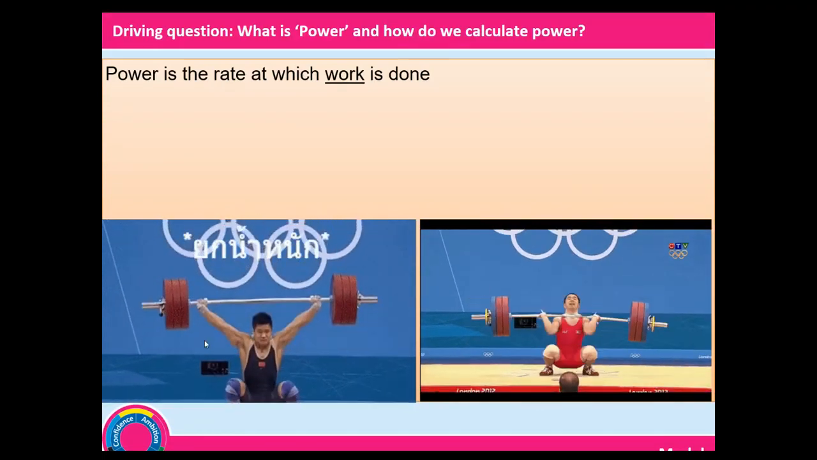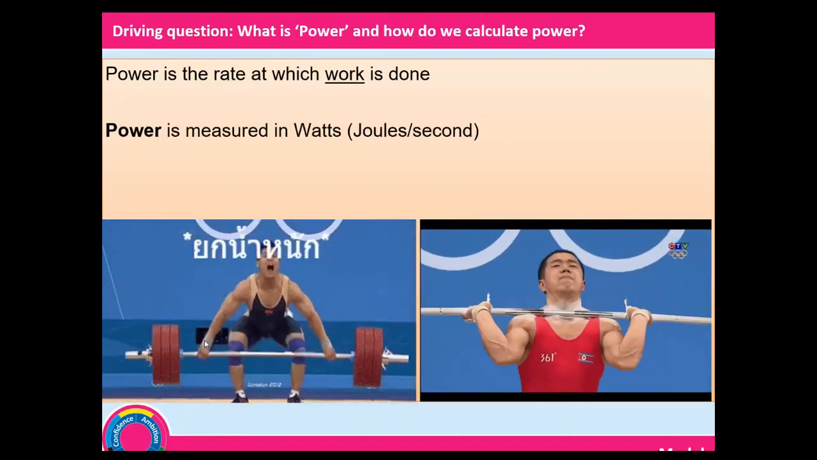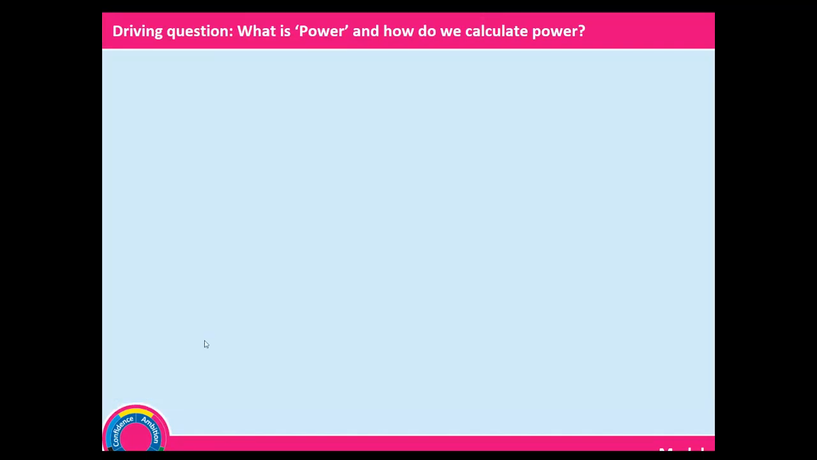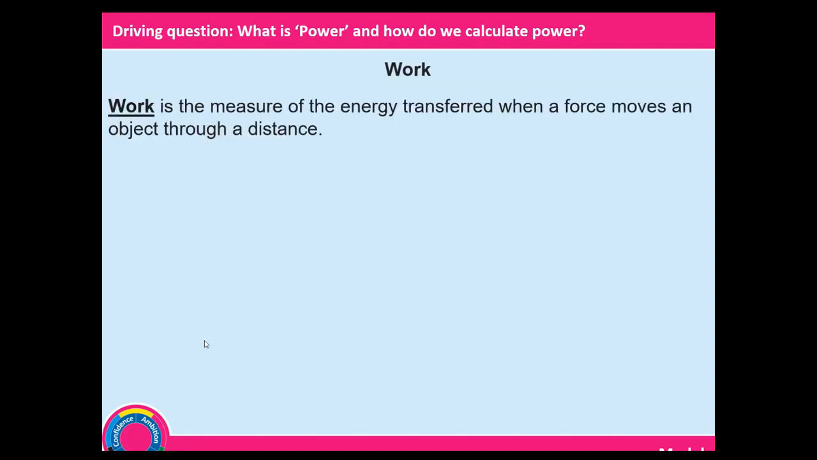Now, let's look at two words which we've used to define power. The first word we want to look at is work. What is work? Work is the measure of the energy transferred when a force moves an object through a distance. So work involves force and distance.